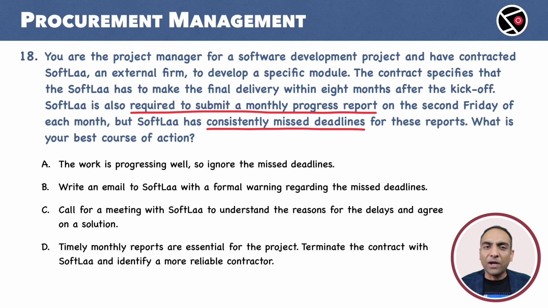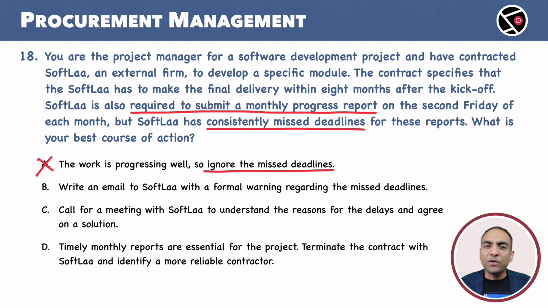Our supplier Softla is failing to submit the progress report in time. Monthly report is a requirement captured in the contract. What should be our action as a project manager? A. The work is progressing well, so ignore the missed deadline. Ignoring a situation is never a good idea. This can lead to something worse in the future. We can reject option A.